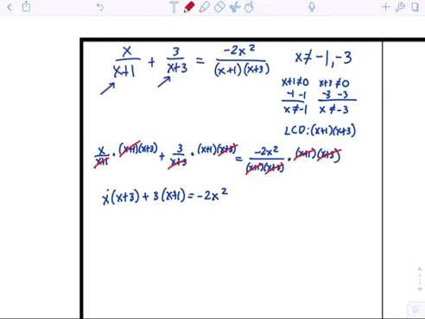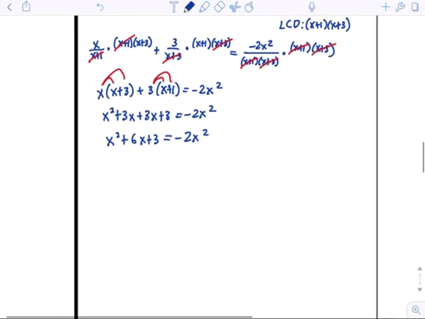Okay, we're going to distribute. So we're going to get x squared plus 3x plus 3x plus 3, all is equal to negative 2x squared. The left-hand side, combined like terms, we're going to get x squared plus 6x plus 3 is equal to negative 2x squared. Set this equal to 0, so we add both sides by 2x squared. 3x squared plus 6x plus 3.